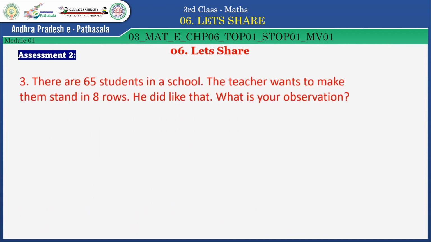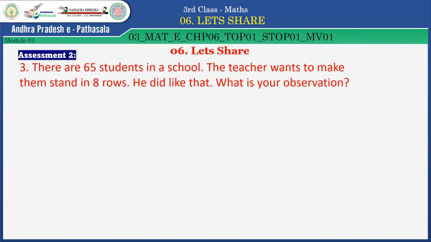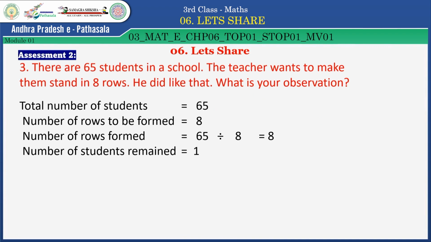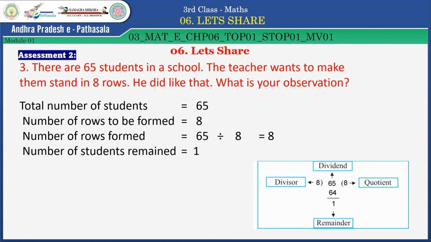The third problem is, there are 65 students in a school. The teacher wants to make them stand in rows. He did like that. What is your observation? The answer is, the total number of students is 65 and the number of rows is 8. Then the number of rows formed is equal to 65 divided by 8. In the 8 table, 8 8s are 64. 65 minus 64 is equal to 1. Here the quotient is 8 and the remainder is 1. Therefore 8 rows are formed and 1 child is left over.